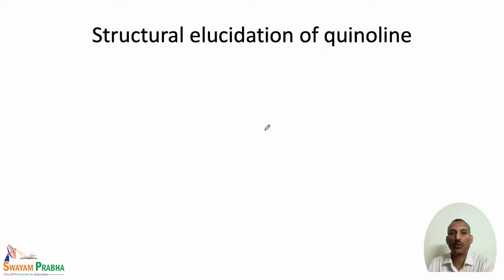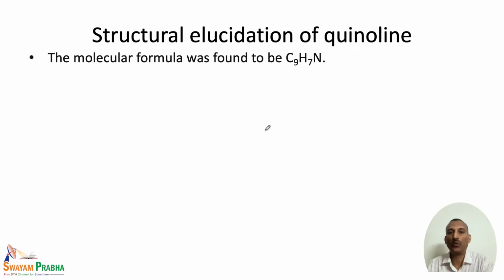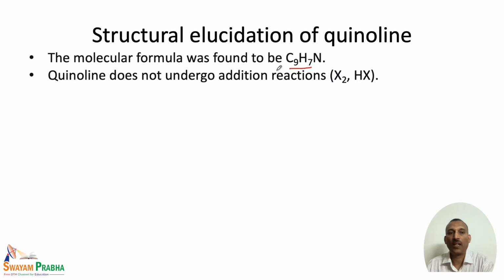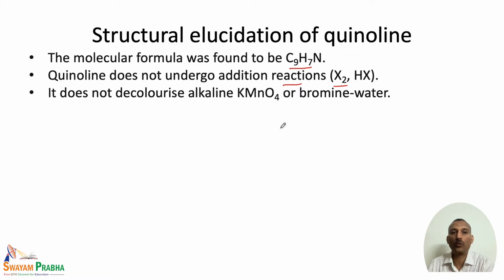Let us look at the structural elucidation of quinoline. Quinoline has 9 carbon atoms, and the molecular formula is C9H7N. Quinoline, like indole, does not undergo addition reactions, that means it does not undergo addition with halogens or HX, and it also does not decolorize alkaline KMnO4 or bromine water. What this actually means is that there is no isolated double bond in these kinds of compounds.